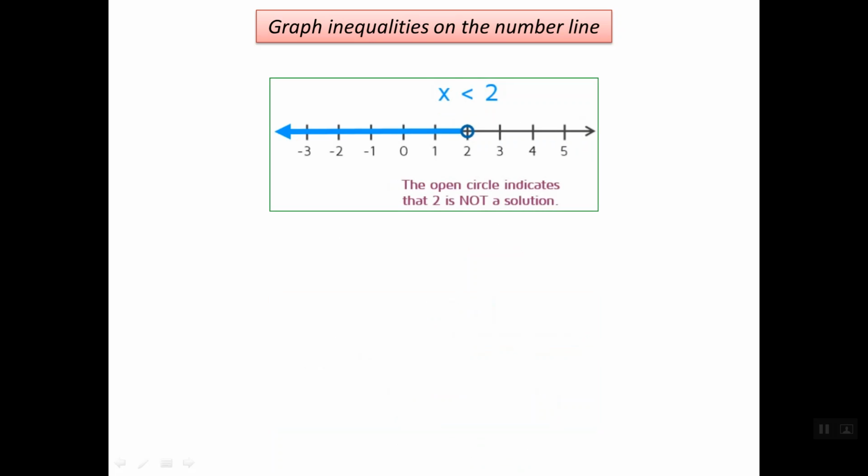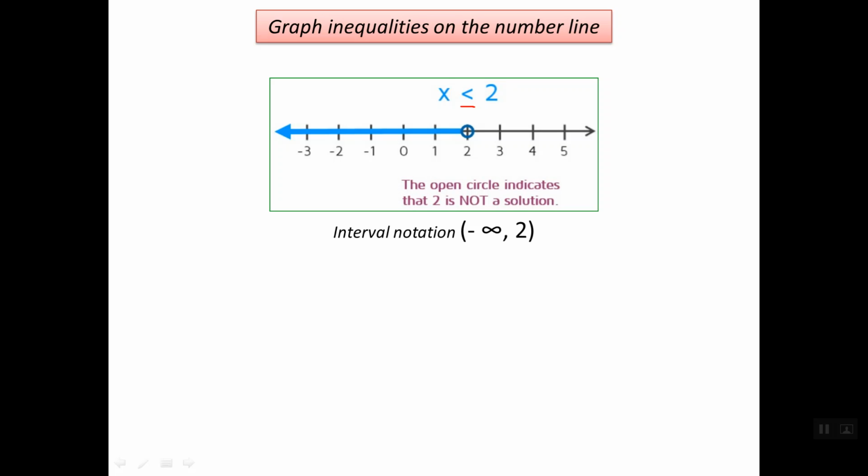If we have this inequality which is x less than 2, we say that any value of x which is less than 2 is part of the solution for this inequality. See that because x equal to 2 is not part of the solution, we draw an open circle around number 2. Because the inequality sign is less than, the direction of the solution arrow is oriented to the left side.